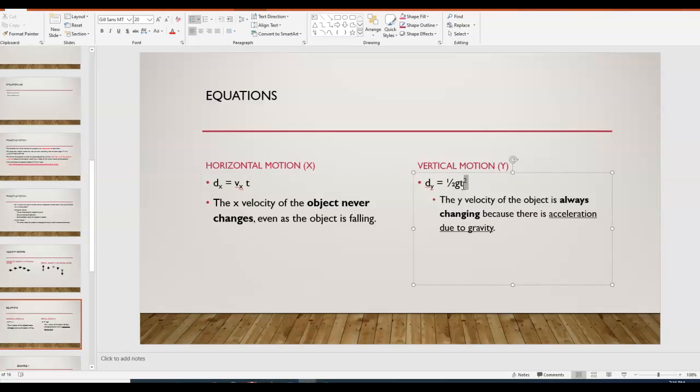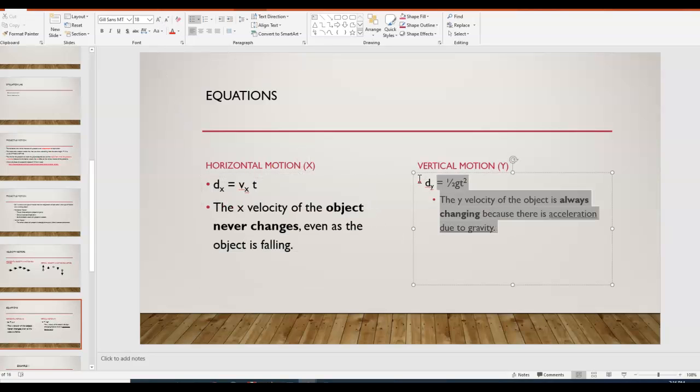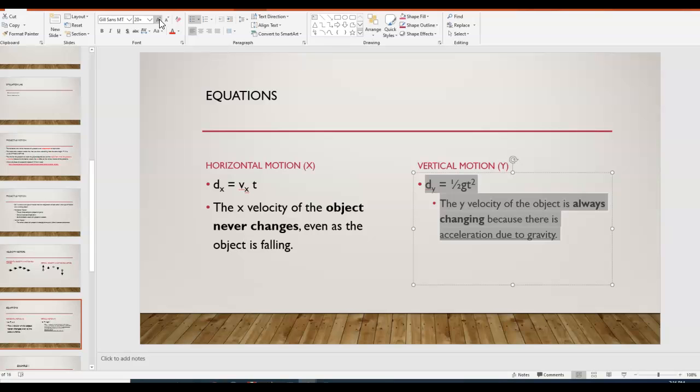This equation should look somewhat familiar, the 1/2 g t squared. That's very similar to an equation we've seen before. Remember that g is the acceleration due to gravity, that we use a value of -10 meters per second squared for. And so basically, to solve projectile motion problems, you're going to have to combine these two equations. So make sure you get those down. I'll make them a little bit bigger so they're easier to see.